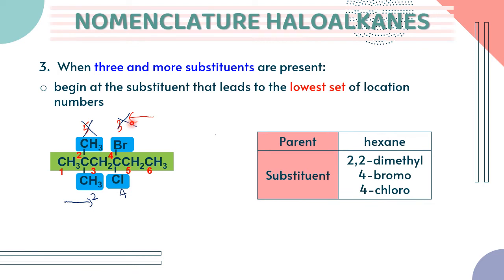So the parent name, a 6 carbon alkane, is hexane. The substituents are 2,2-dimethyl, 4-bromo, and 4-chloro. To write down the name, we follow the alphabetical order, which goes from B to C and then M. Di over here is not part of the alphabetical order. The alphabets we need to consider are B, C, and M. So the name will be 4-bromo-4-chloro-2,2-dimethylhexane.